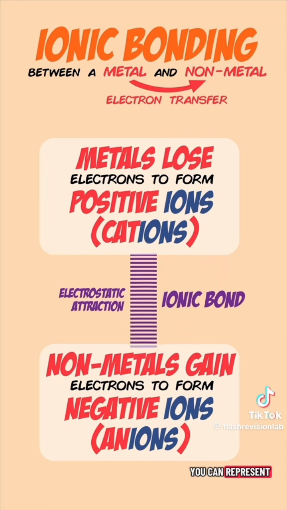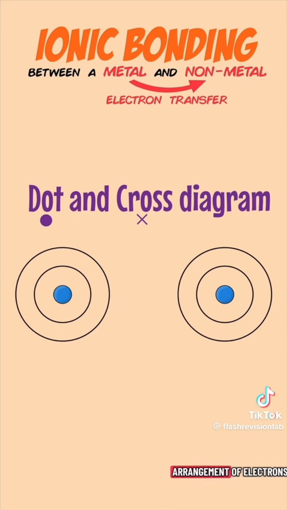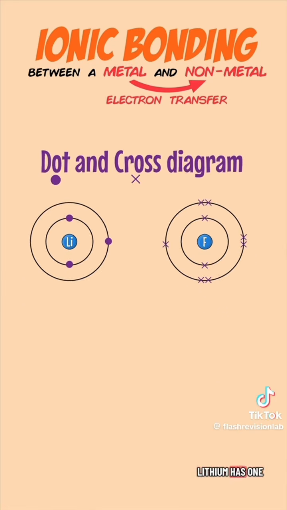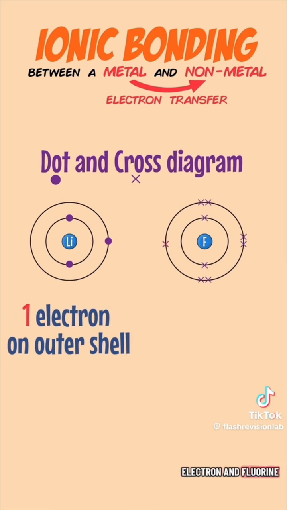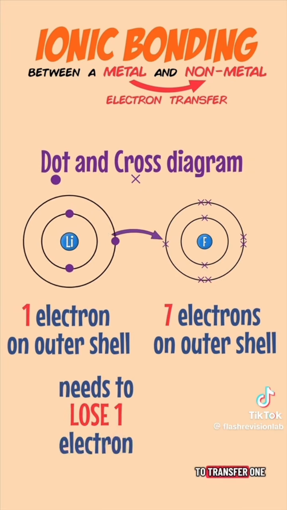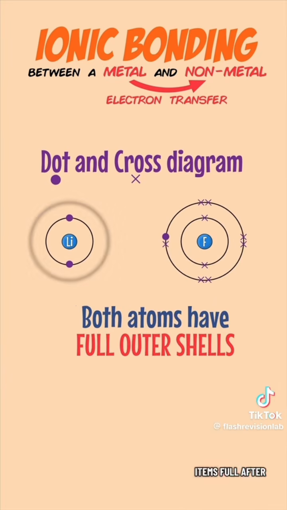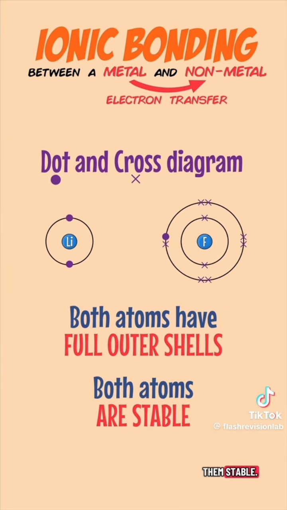You can represent ionic bonds using dot and cross diagrams. These represent the arrangement of electrons in atoms or ions where each electron is symbolized by a dot or cross. So as an example, let's look at lithium fluoride. Lithium has 1 outer shell electron and fluorine has 7. The best way for both atoms to get a full outer shell is for lithium to transfer 1 electron to fluorine. This gives both atoms full outer shells and makes them stable.